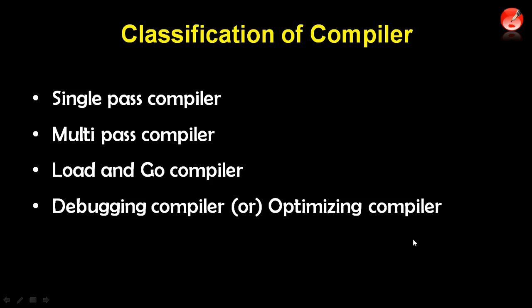A compiler having the optimization phase is called optimizing compiler. We will see this kind of compiler in depth in upcoming classes. And last one is cross compiler. Once the machine level language code is generated by this compiler, it can be run on any kind of platform. Such a compiler is called cross compiler.